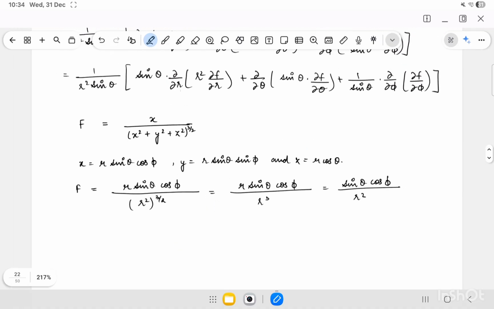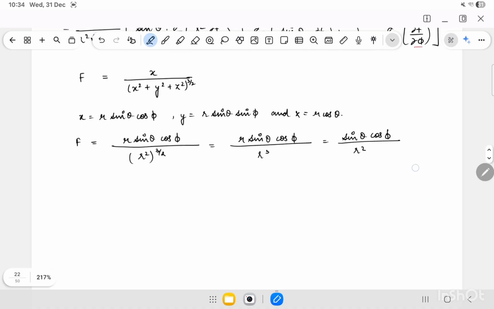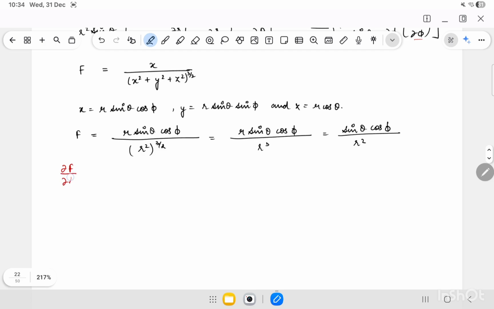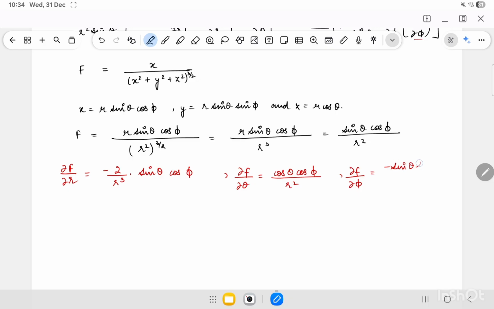Now the first thing is that I need to evaluate the partial derivative of this f with respect to r, theta and phi. So let's do that. Del f by del r will be equal to minus 2 by r cube times sin theta cos phi. Del f by del theta will be equal to cos theta cos phi divided by r square, and del f by del phi will be equal to minus sin theta sin phi divided by r square.